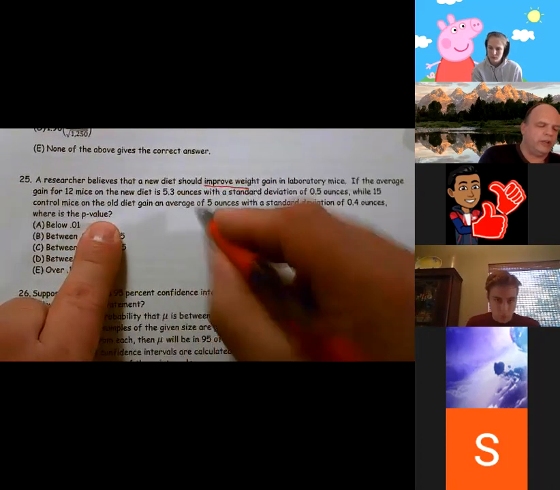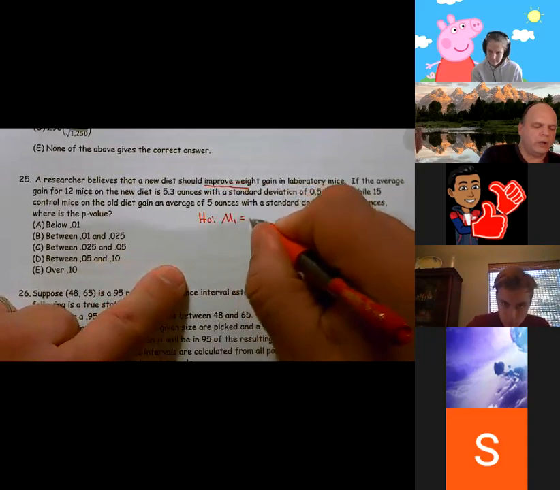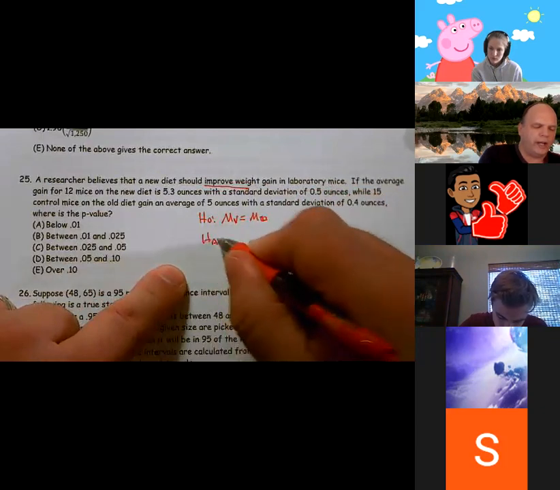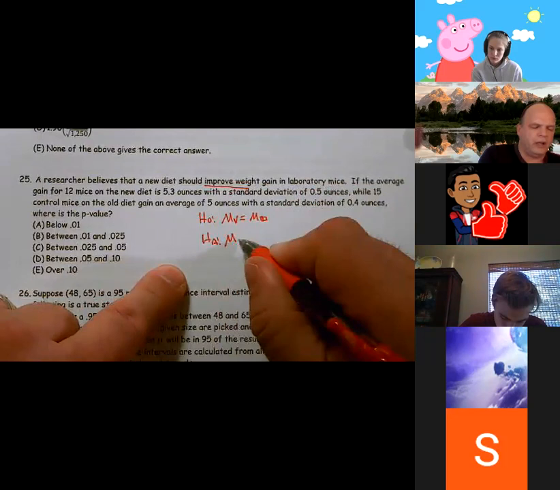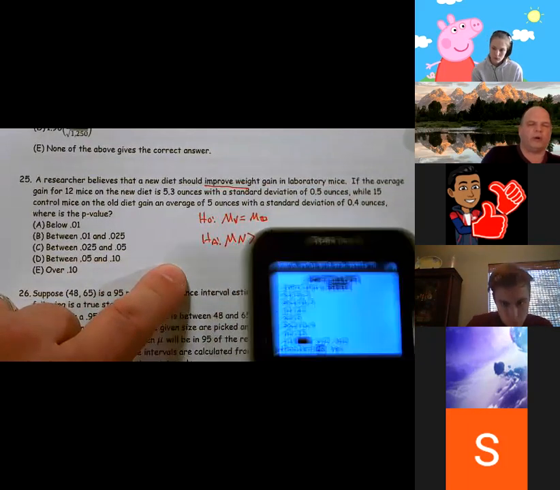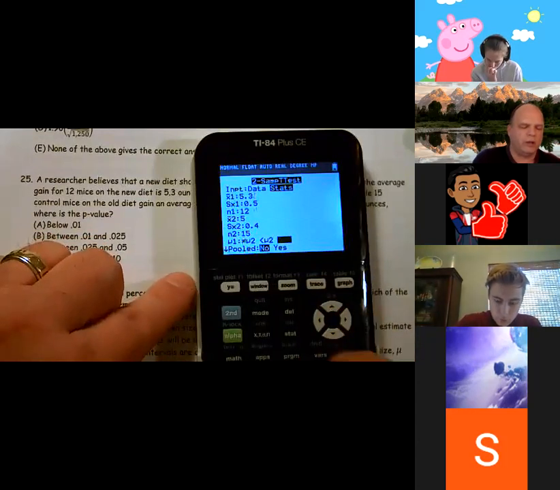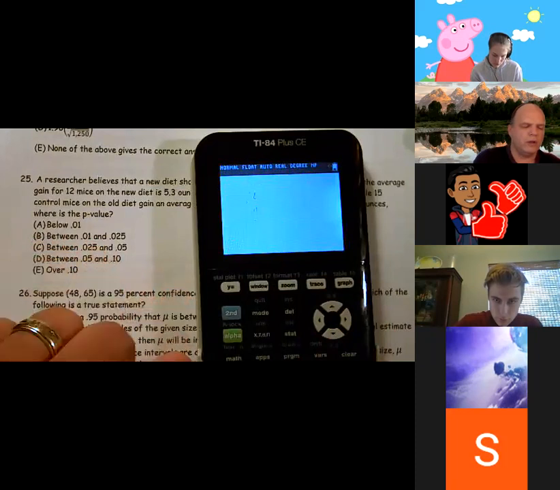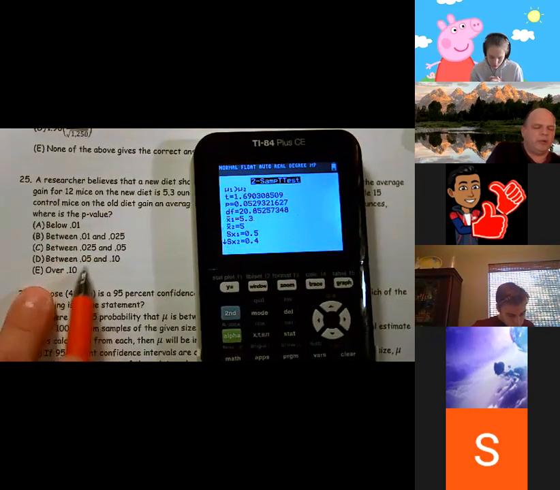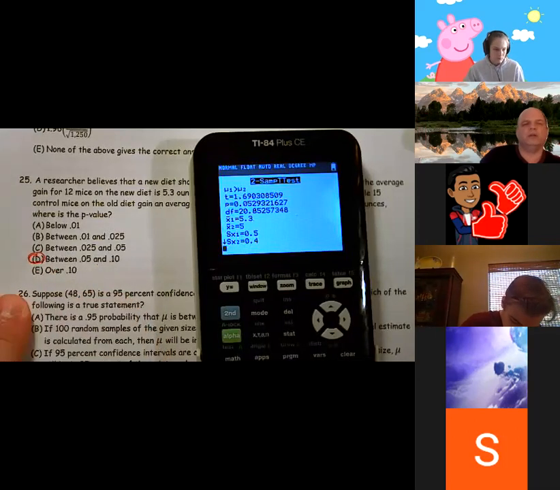Improve weight gain. So the H0 would be mu1 equals mu2, where this is the new, this is the old. The alternative, as the way I input in the calculator, is when mu new is greater than mu old, because that was the order I went in. I put the new in first. So in this case, I need a greater than. We never pool. And I get a p-value of 0.0529. Well, that p-value happens to be between 0.05 and 0.10. So this is going to be letter D. Okay.